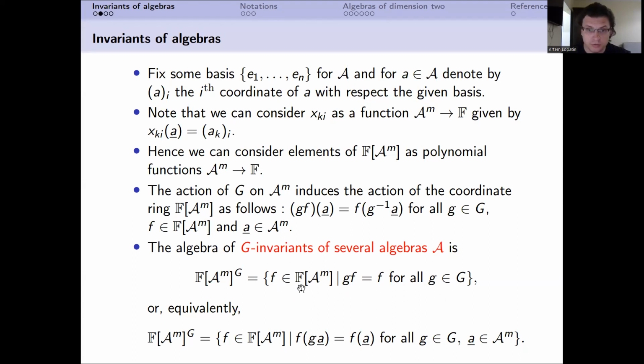We consider those elements from the coordinate ring which are stable with respect to the action of the whole group G. Of course, we can give an equivalent definition omitting this formula. In other words, we can just embed this formula in the definition by writing that the algebra of invariants consists of those elements of the coordinate ring which have the property that f(gA) is equal to f(A) for all g from G and for all A from several copies of algebra A.